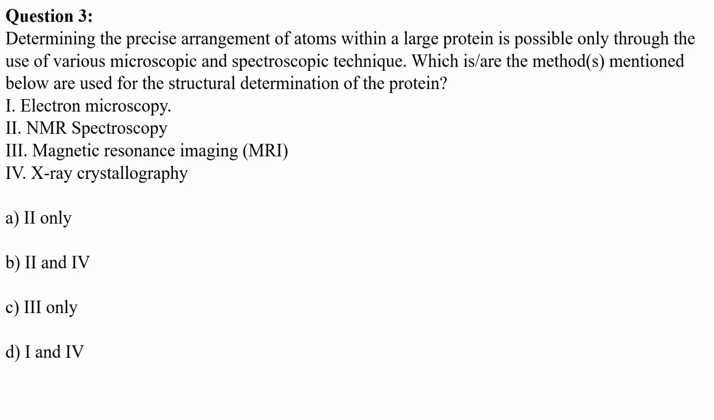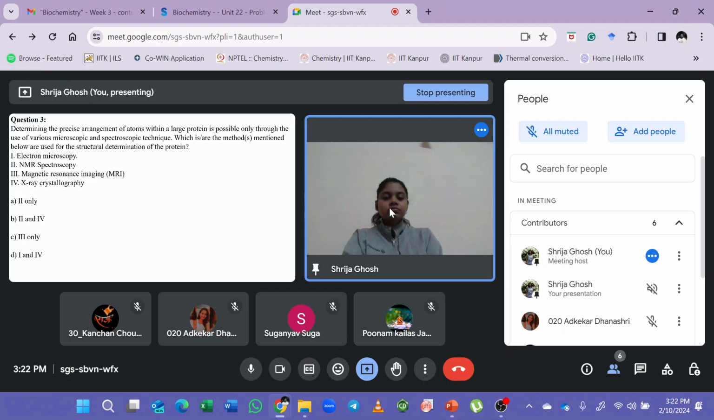Anybody wants to answer? Which of these four methods can be used for determining a protein structure?